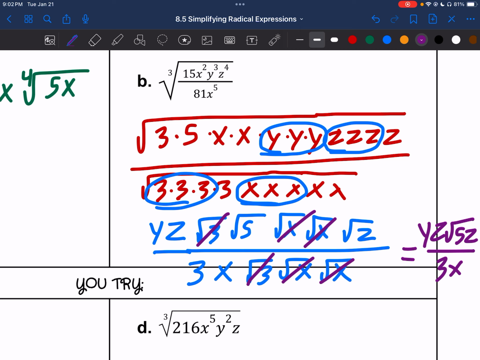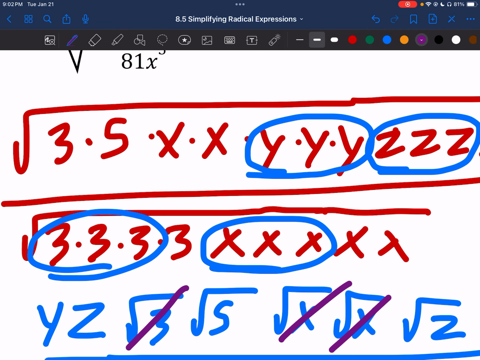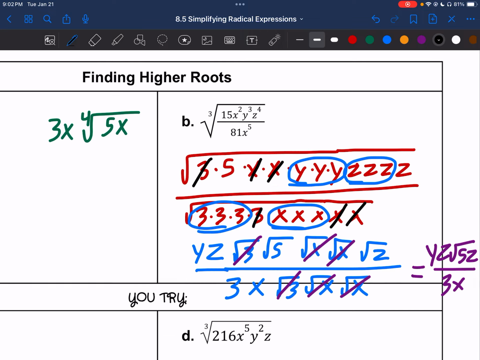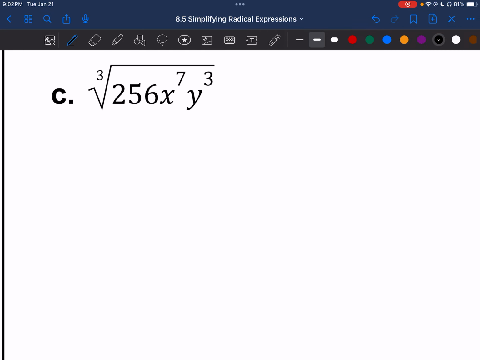Now, if we go back a step, can I look to the inside of this and simplify inside of my fraction? Absolutely, you could. You could say 3 and 3 cancel out. X and x and x cancel out. You could have simplified that before you did the square roots. So I suggest simplify inside the fraction if you can. It's less work on the back end. You guys try letters C and D on your own and then check your work against mine.